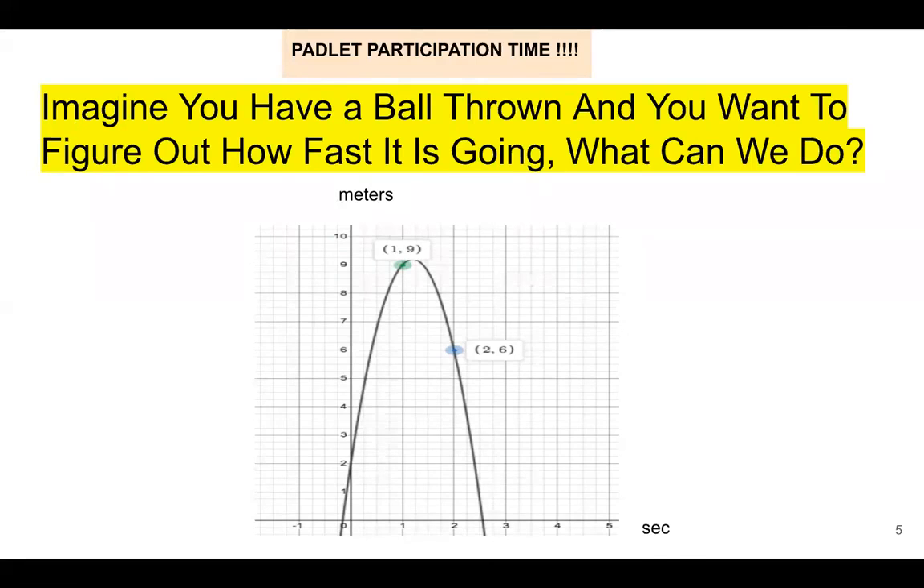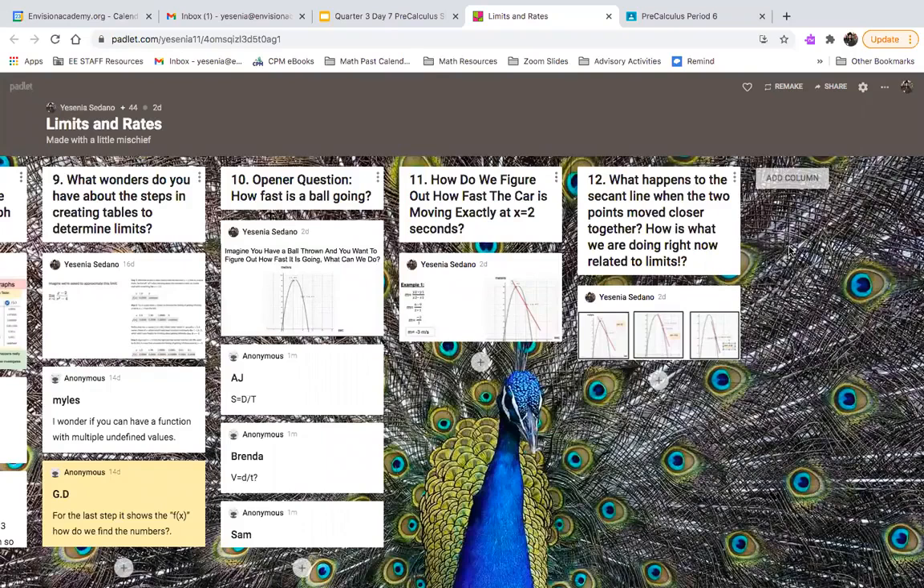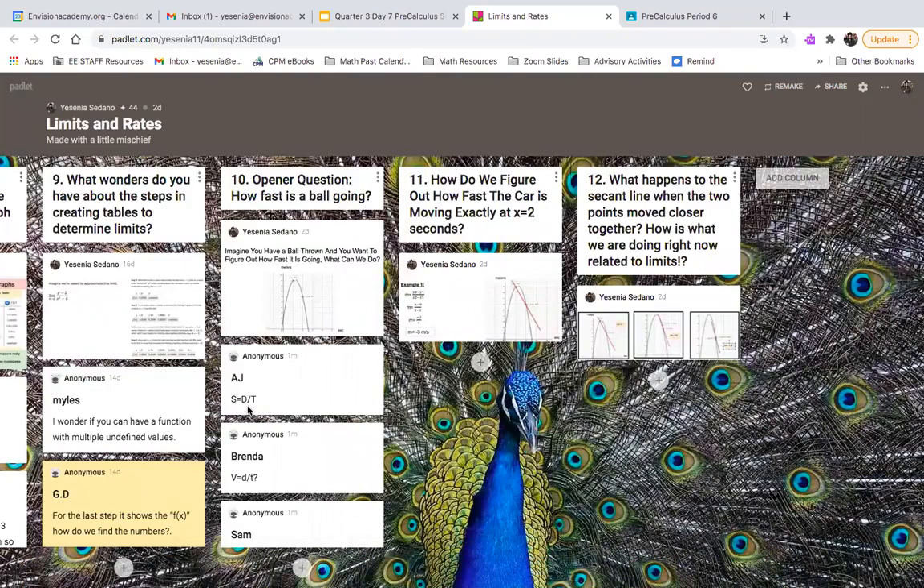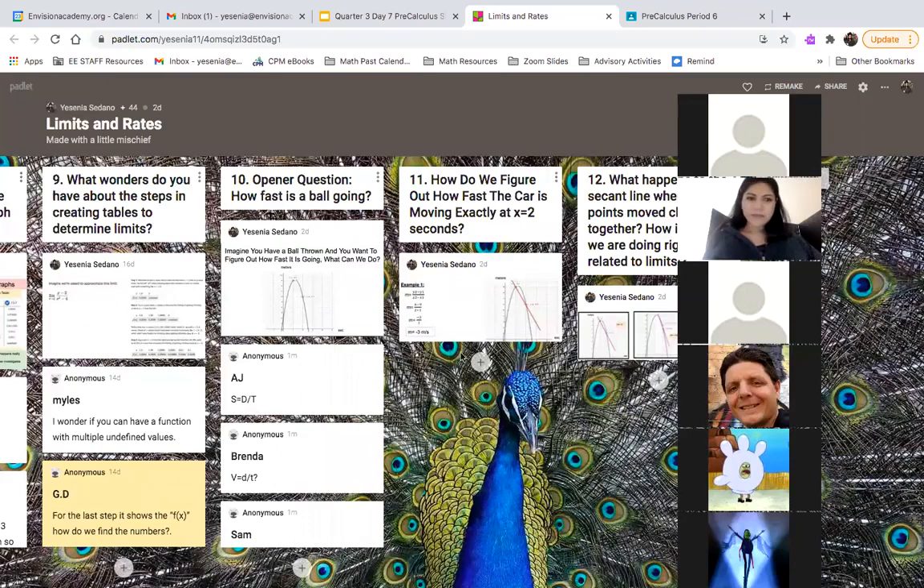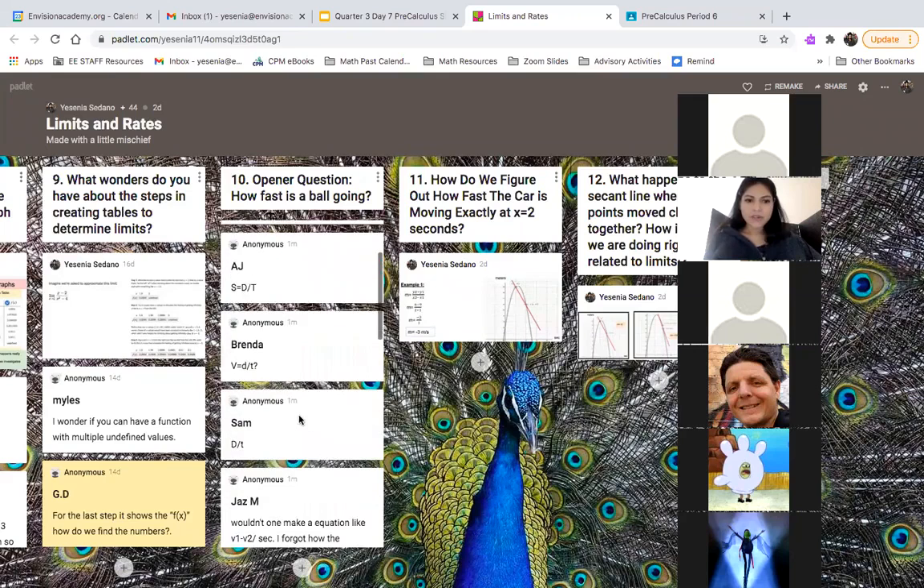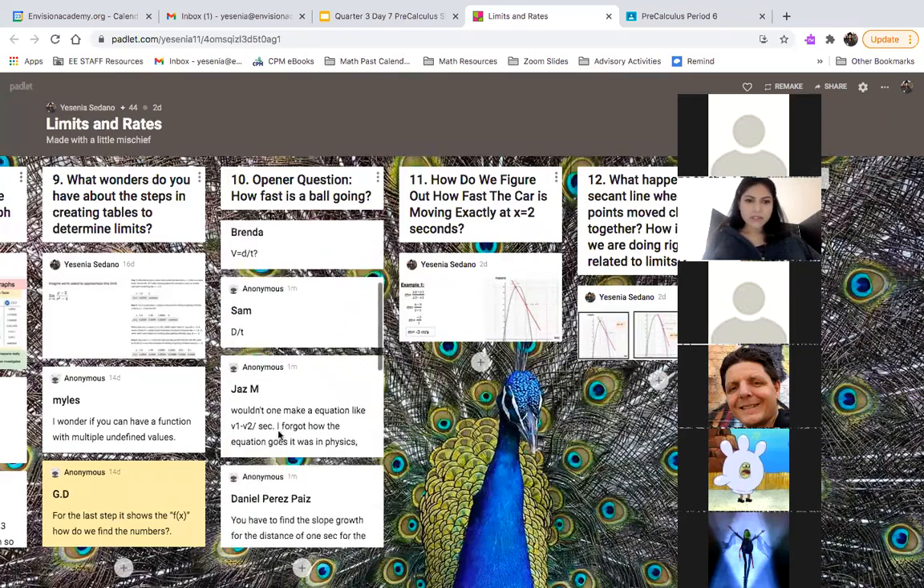What can we do? If we have a graph that looks like that, how can we determine the speed or the velocity of the ball? So we got right here, we got d over t, and I'm assuming we're thinking distance over time, that formula, okay? So we got s, or speed, equals distance over time. We have v, or velocity, distance over time with a question mark.